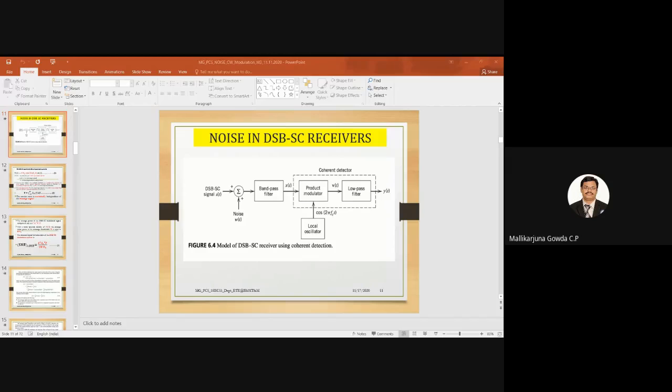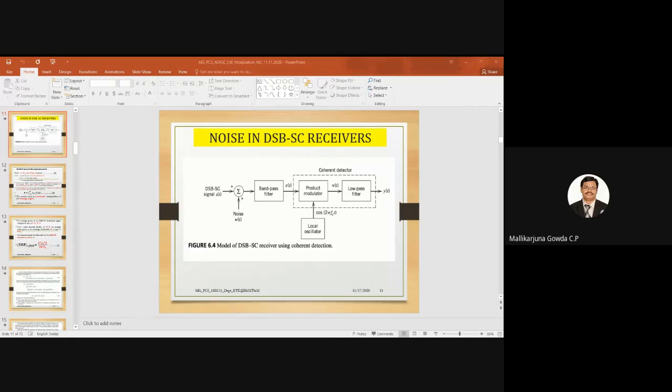So, the figure of merit is the ratio of output SNR to the channel SNR. Based on the value of figure of merit, we say which demodulator is better. The ideal value of figure of merit should be 1, meaning the output SNR should be equal to the channel signal to noise ratio. Okay.